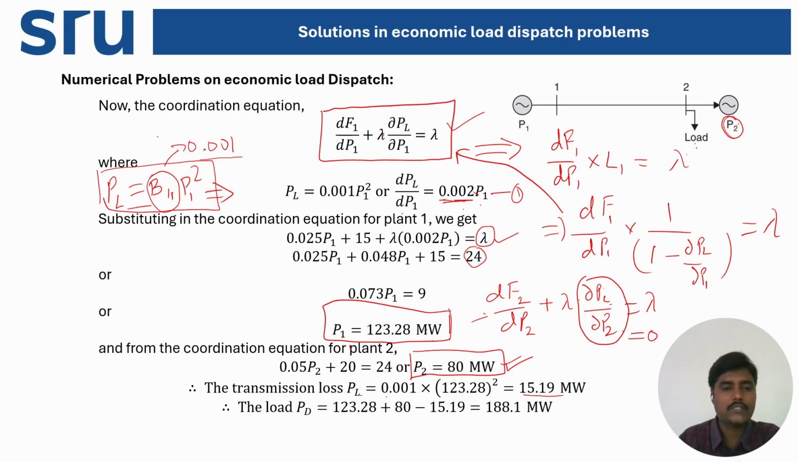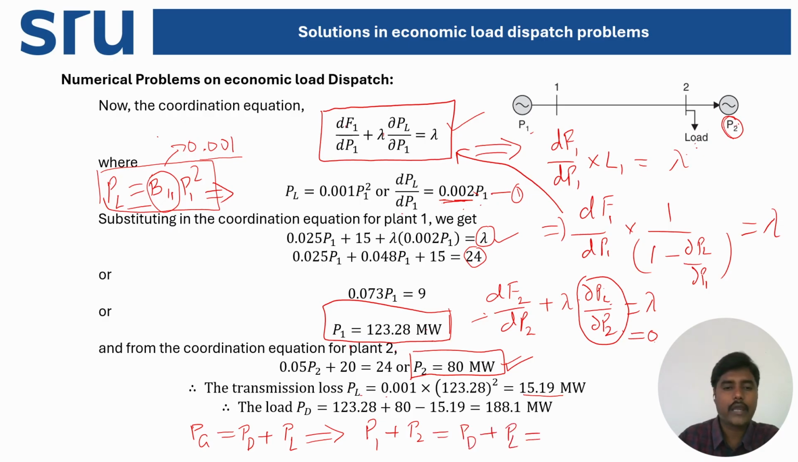power balance equation. So what is the power balance equation? The total power generation PG should be equal to total power demand plus power transmission loss. So here we have two power plants, P1 and P2. So the total power generation will become P1 plus P2. That is equal to PD plus PL.